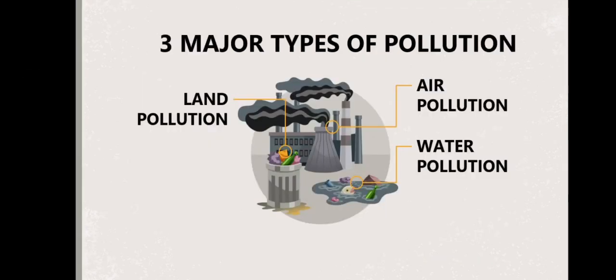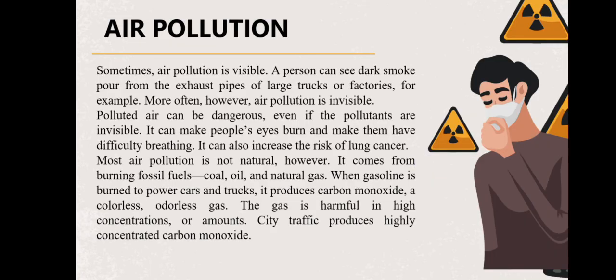Sinabi ko kanina that we have three major types of pollution. Kaya sinabi ko major kasi hindi naman ang mga minor types ng pollution, for example, the noise pollution. So, here we have land, air, and water pollution. Sa air pollution, sometimes air pollution is visible, like sa mga engines ng jeepneys na nakikita natin. The smoke that lumalabas sa exhaust ng jeep is very visible, 'di ba? Sabihin na natin air siya, pero nakikita siya. Dark smoke pours from the exhaust pipes of large trucks or factories, for example.